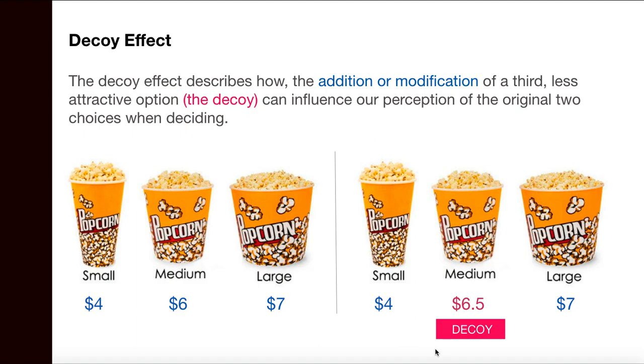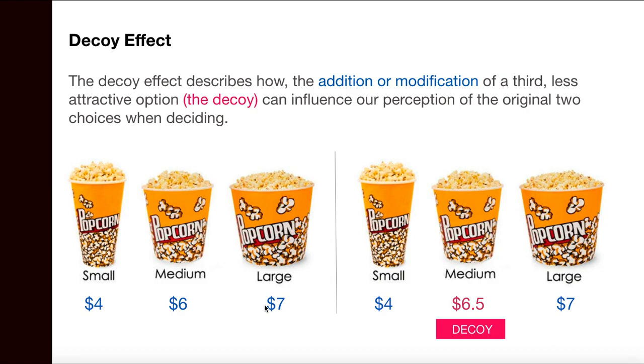So what is this decoy effect? Before going into the definition of it, let's take an example, something that we can all relate to. We know that when we go to theaters or places, we have these popcorn packages, which are of different sizes, small, medium and large. Initially when you look at the pricings, they are $4, $6 and $7 respectively.